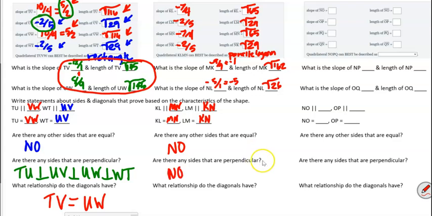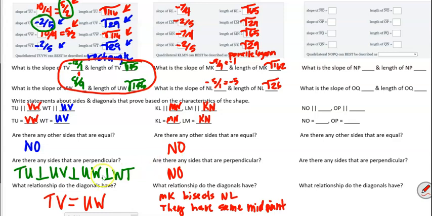What relationships do the diagonals have? Well, the only relationship the diagonals have in a parallelogram is that they bisect each other. So we could say that MK bisects NL, and also they have the same midpoint, don't they? Those are the characteristics of the diagonals in a parallelogram.